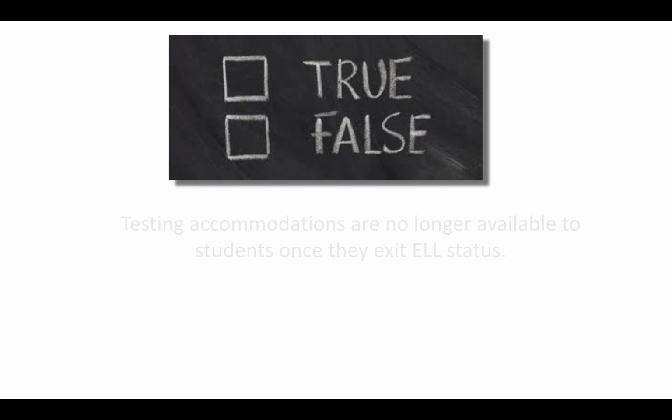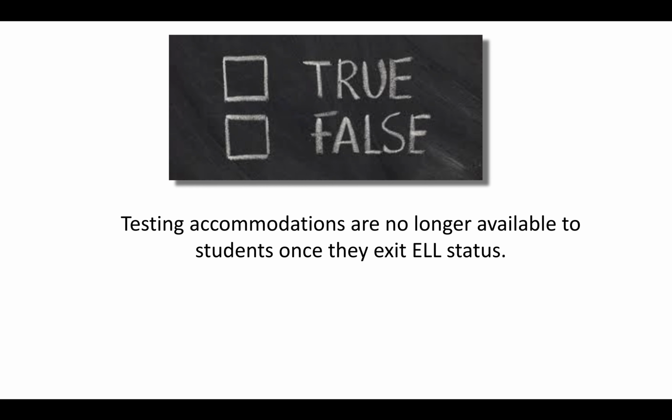True or false? Testing accommodations are no longer available to students once they exit ELL status. This is false. As we went through in our units of study before, once students reach that commanding level, or the expanding plus the 65 or higher on the Regents, or 3 or 4 on the ELA, they are entitled to 2 more years of support, and that does include testing accommodations.